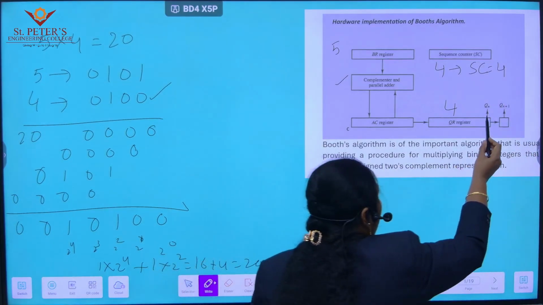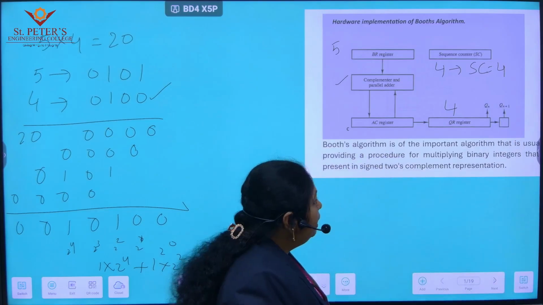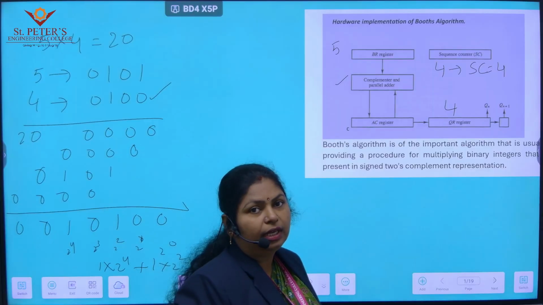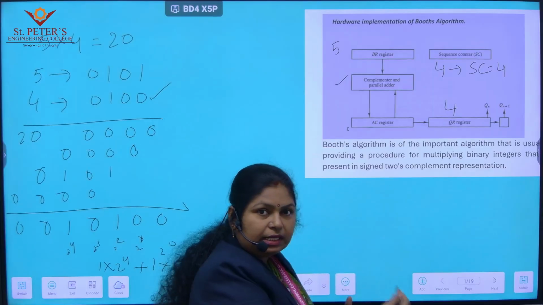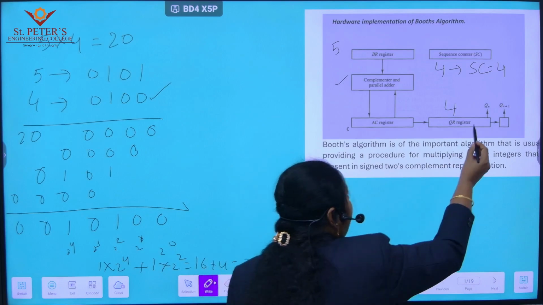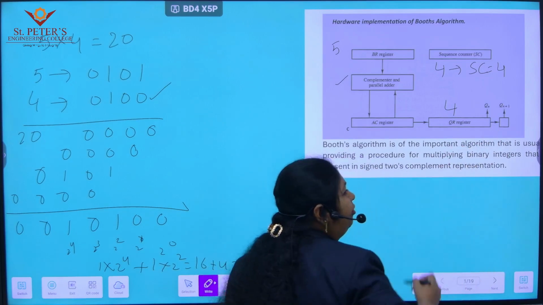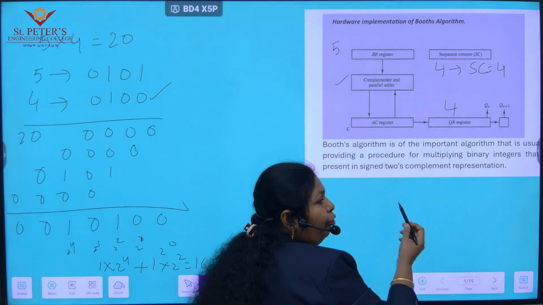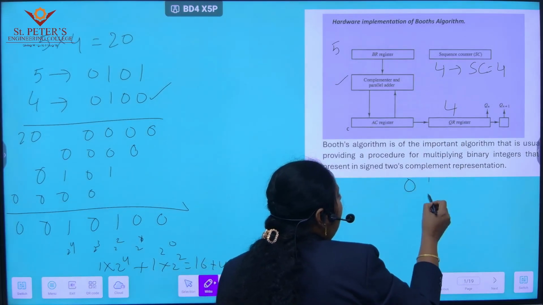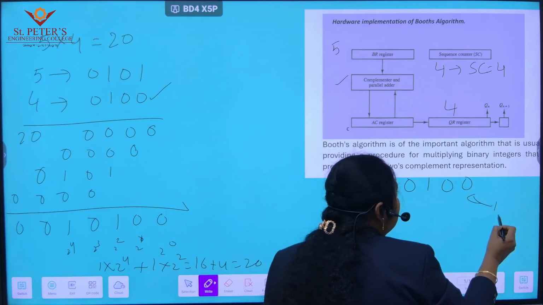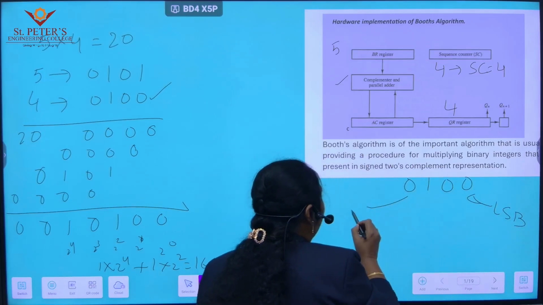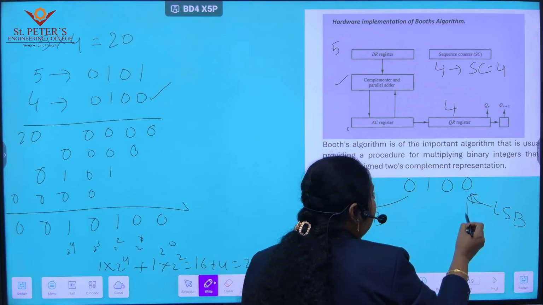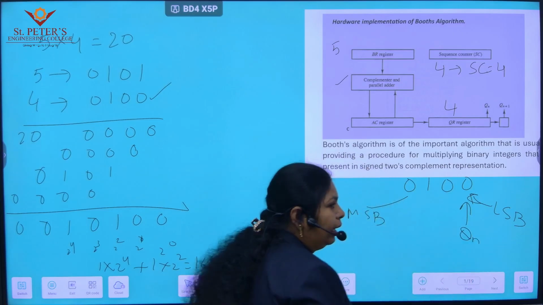And one more, here we have Qn and Qn plus 1. These Qn plus 1 bits allow us to perform 2-bit inspection. We will discuss this in detail in the flowchart. Qn is nothing but the least significant bit of the QR register. Q contains 4, and 4 in binary format is 100. This is the least significant bit, and this is the most significant bit. The least significant bit is represented by Qn.